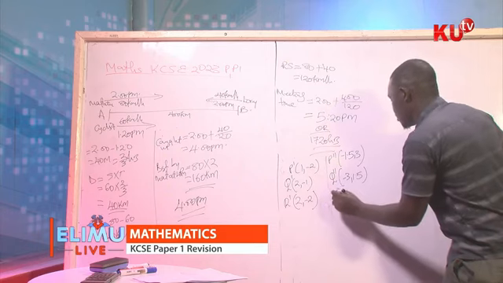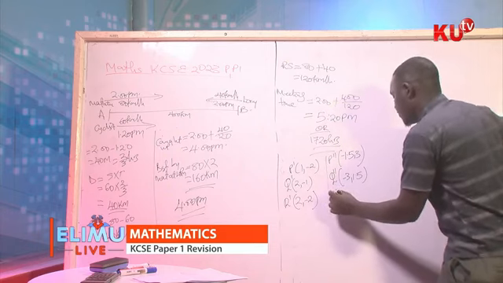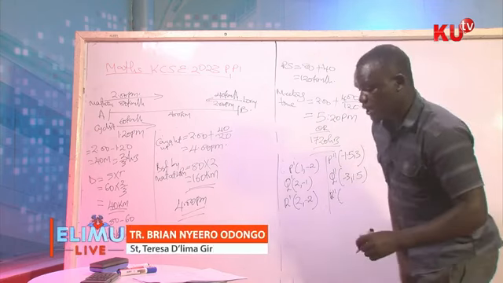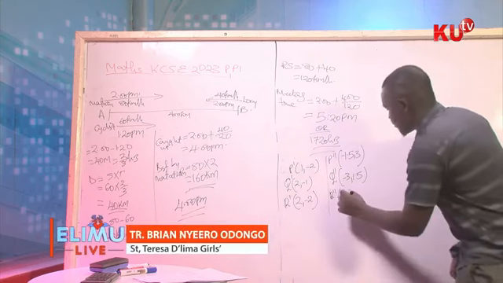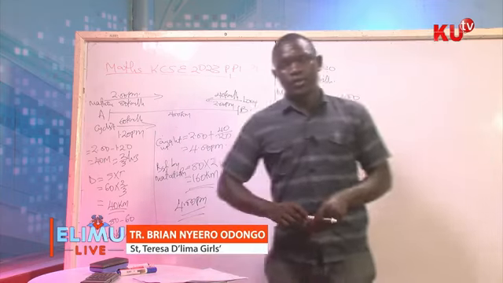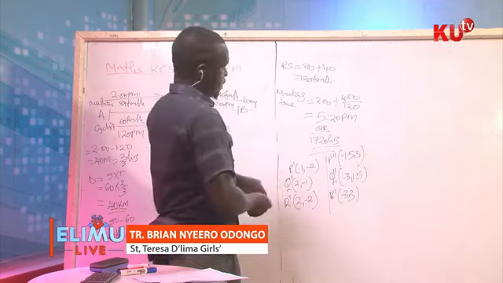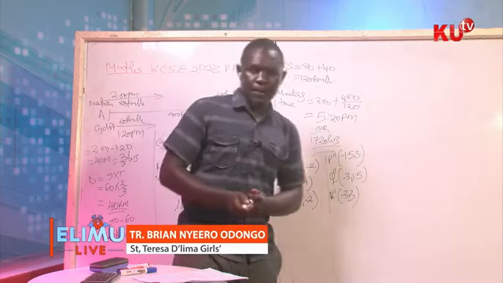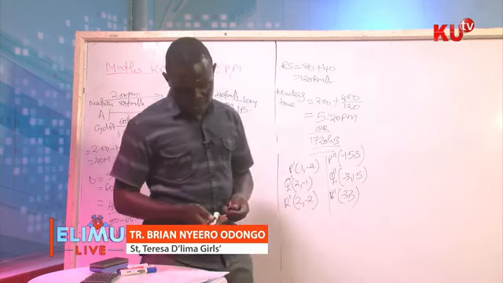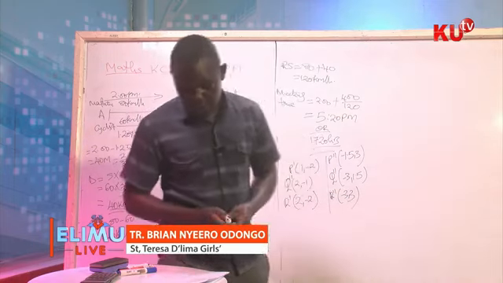R double prime, you'll be getting it as negative 3, 3. So if you do it very well, students, those are the coordinates of the double primed image. Roman 3 of question A.